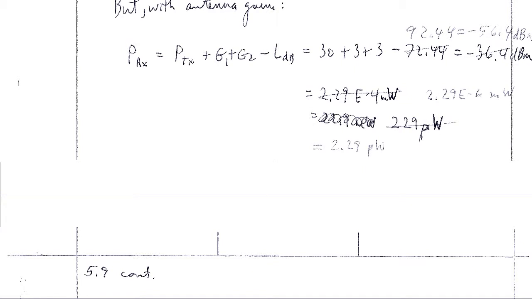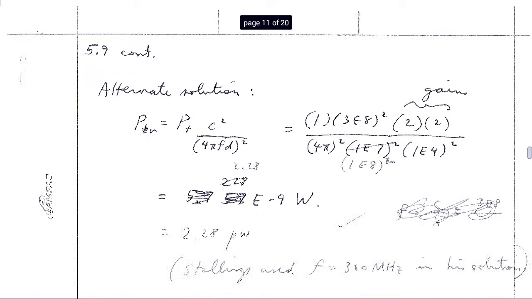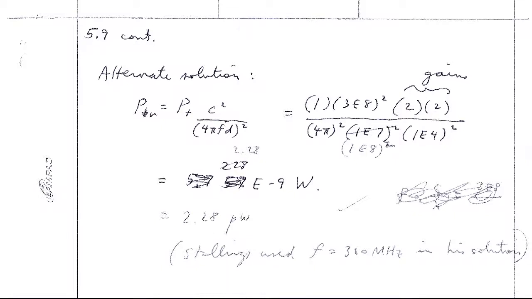Let's see, it looks like it's continued here. Oh, here's an alternate solution. This is an alternate solution that uses the non-decibel version of the loss equation, which is using the inverse square law, essentially, and I plug into that. And 3 dB gain is a factor of 2 for each of the two antennas. And if I do the calculation correctly, I get 2.28 times 10 to the minus 9th watts, or 2.28 picowatts. Okay?